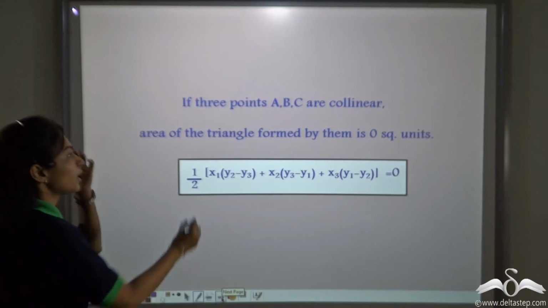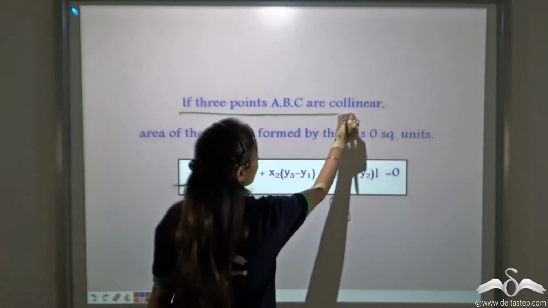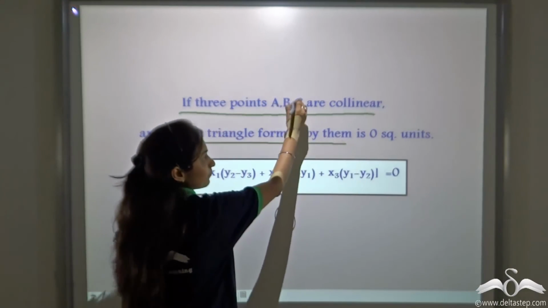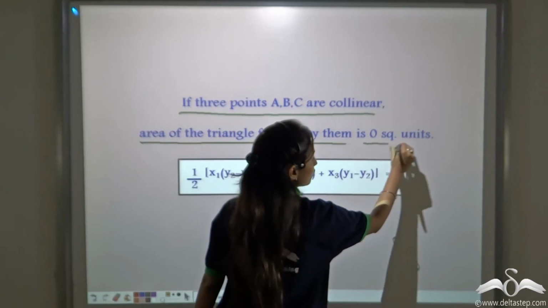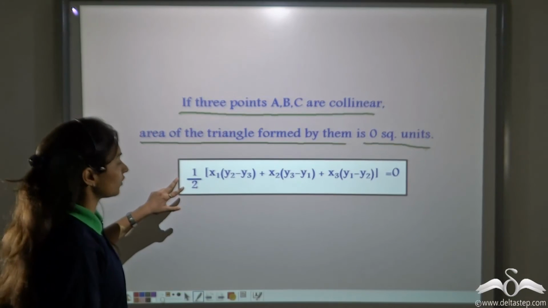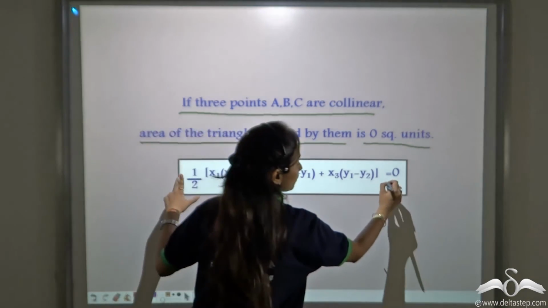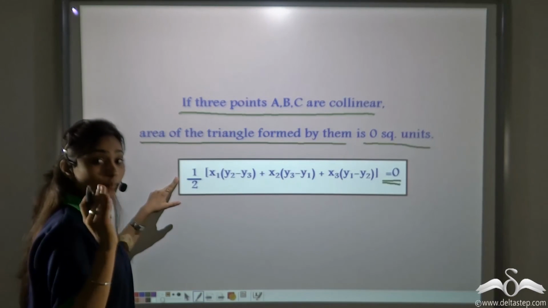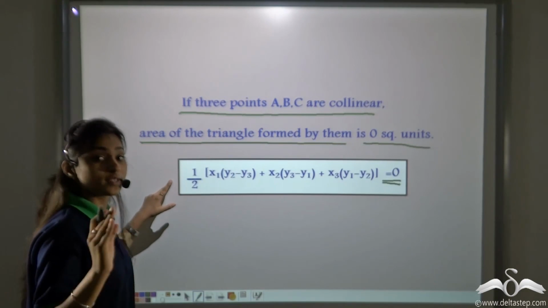So what did we learn? If 3 points A, B and C are collinear, then the area of the triangle formed by them, that is A, B and C, will be what? 0 square units. We'll use this formula to find out the area of the triangle and then we'll equate it with 0. As area formed by the points which are collinear will always be 0.